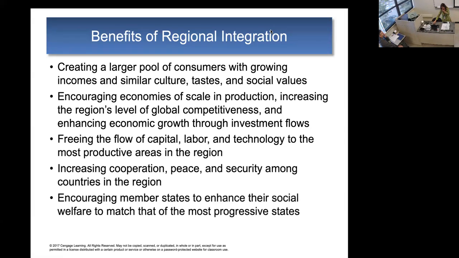Encouraging member states to enhance their social welfare and match that to the most progressive states. And we've seen some of that in the EU, right? Where the countries become members and maybe they're not quite there yet, but they do become better sometimes, but then sometimes, like in the case of Greece, not so, right? Definitely not so. And we'll yet have to see what happens with other newly admitted countries, how they develop.